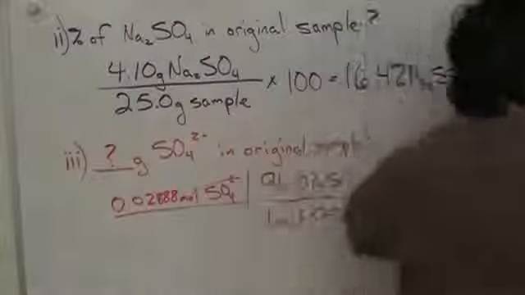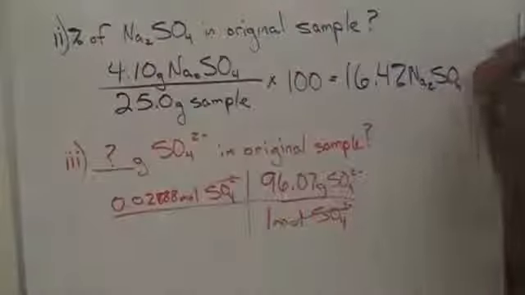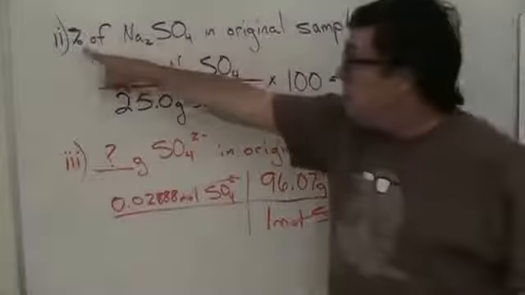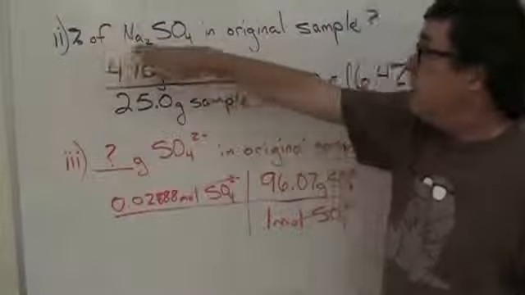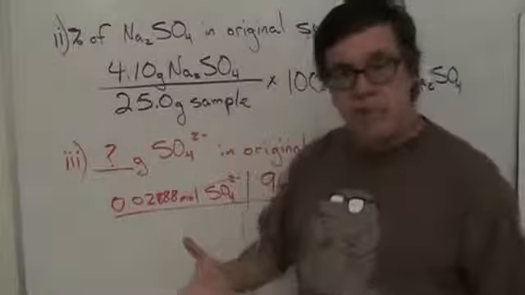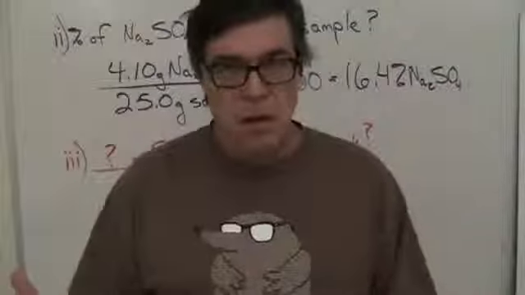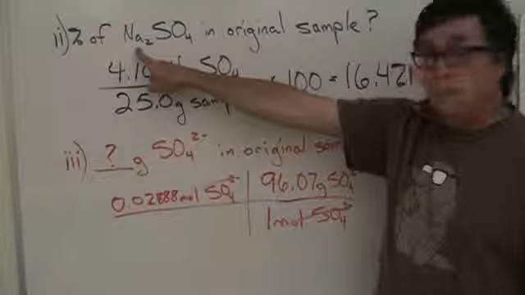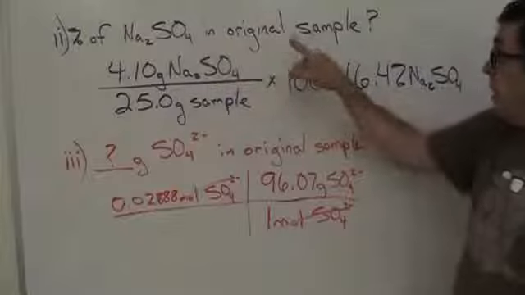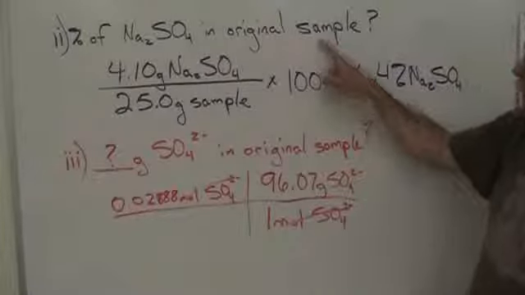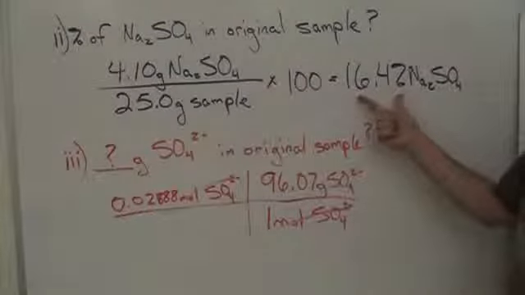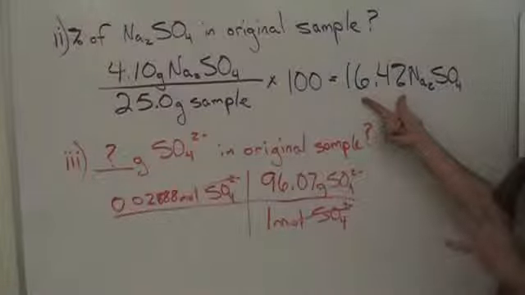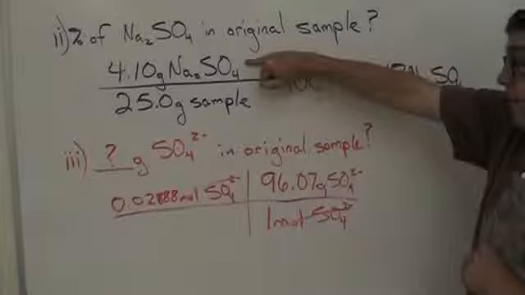Now, a couple other problems we might anticipate seeing would be maybe this. In our original sample, what is the percentage of sodium sulfate? We know that there's a bunch of other stuff, but we're really interested in sodium sulfate in this problem. So what is the percentage of sodium sulfate in the original sample? We know there was 4.10 grams out of 25, and so we can find the percentage. Relatively simple problem once you've already calculated grams of sodium sulfate in the analyte.